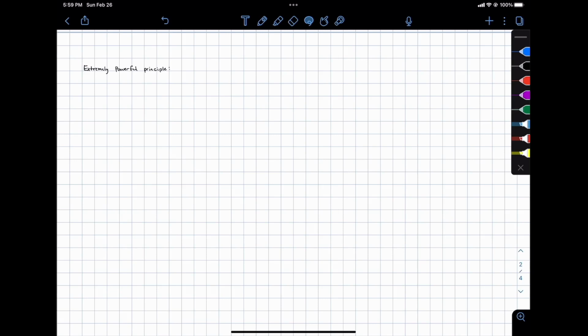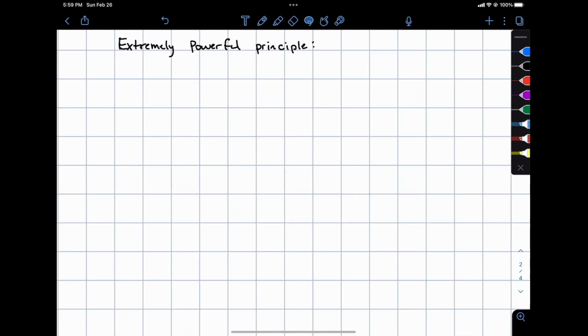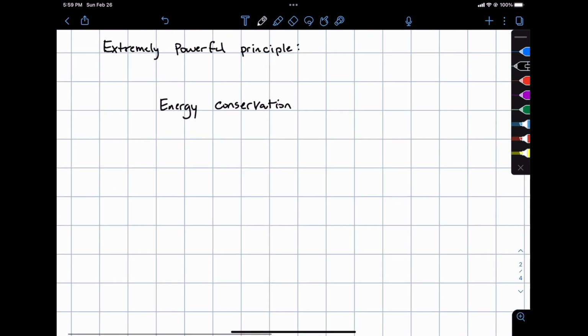Okay, so hello. Today I want to go over a very extremely powerful principle called energy conservation. And I like to call this W net, W is for work, net equals the change in K.